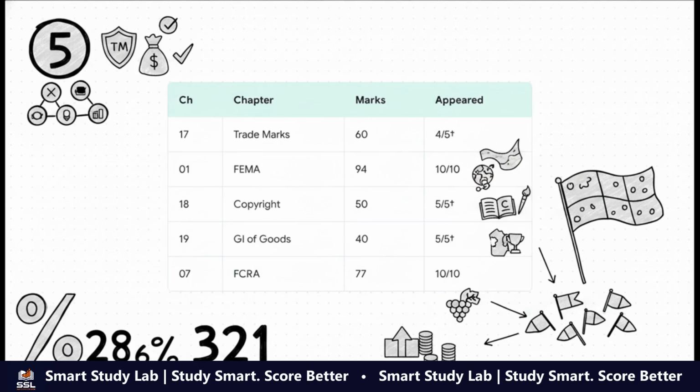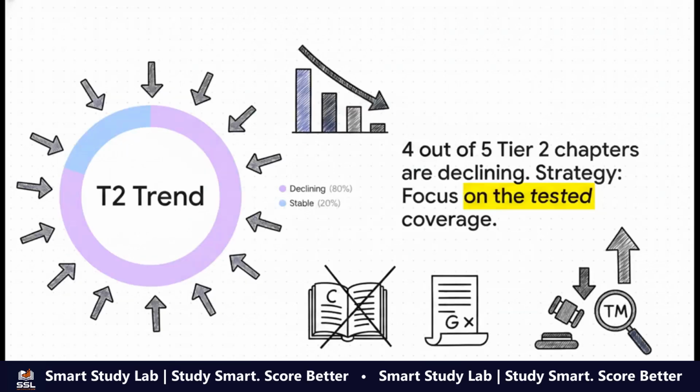But you really need to pay close attention to the data trends here because this tier shows us a very, very interesting pattern. And here it is, that critical pattern I mentioned. 4 out of these 5 Tier 2 chapters are actually declining in importance. Take FEMA, for example. It used to be a 16-mark average chapter. Now, it's down to just 5.